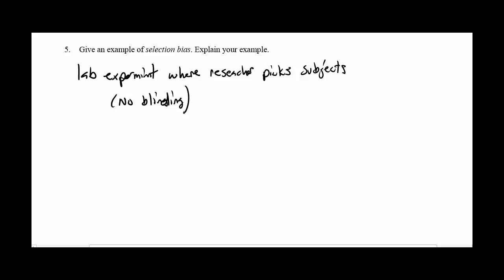So that would be where selection bias comes in. I get to pick, the researcher gets to pick which subjects actually are counted as part of the data.